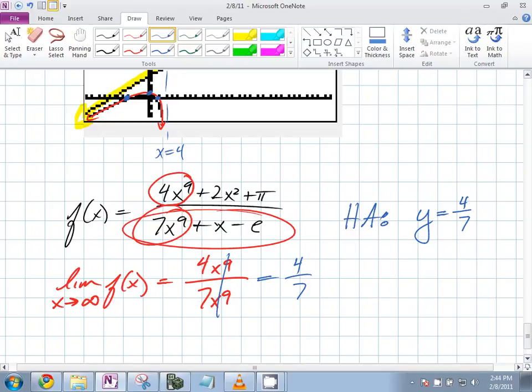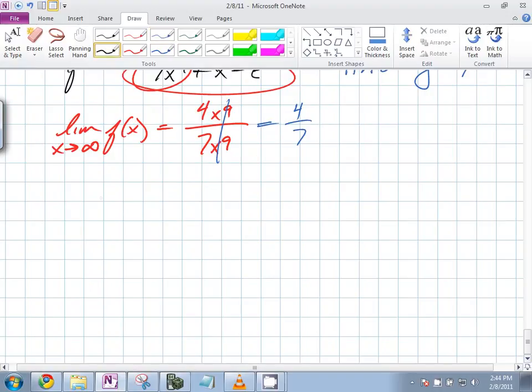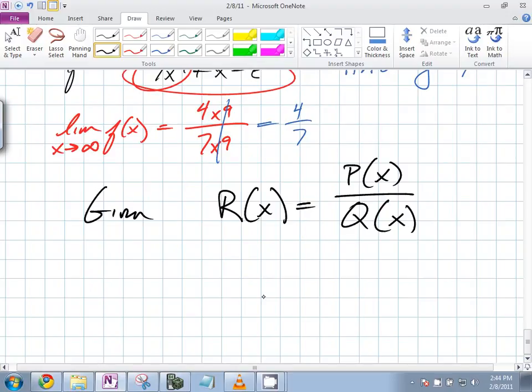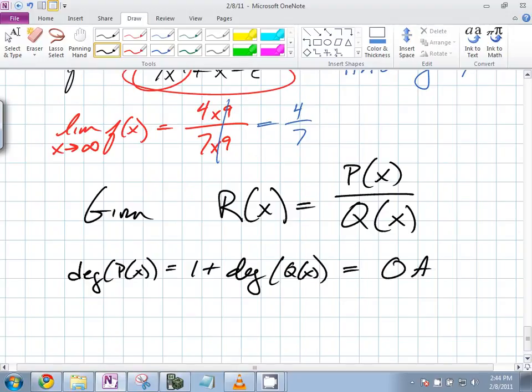The leading terms. Here's the summary. That's really important. Given, let's say you had some rational function and it equaled p of x over q of x. If the degree of p of x is equal to 1 greater than the degree of q of x, you have an oblique asymptote. If the degree of the top is 1 greater than the degree of the bottom, you have an oblique asymptote. If the degree of p of x is less than or equal to the degree of q of x, what do you have? A horizontal asymptote.